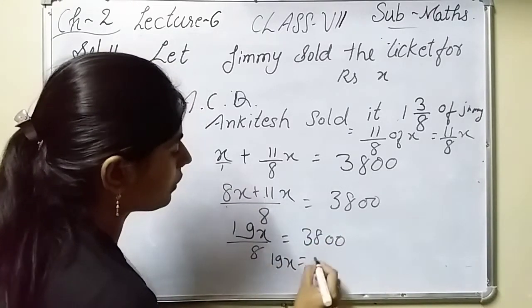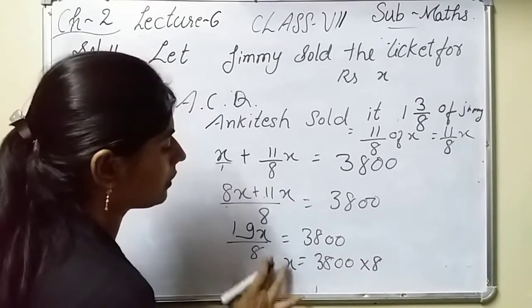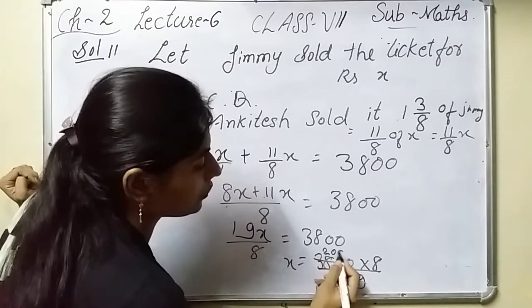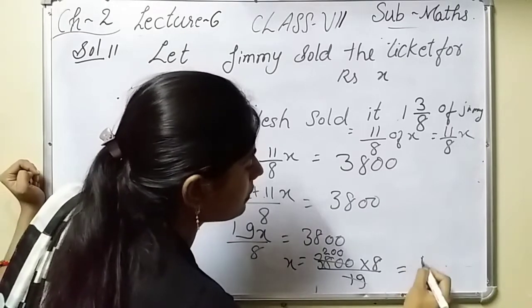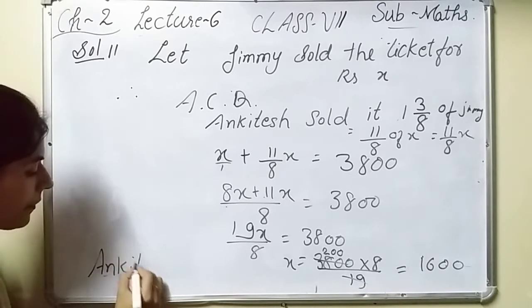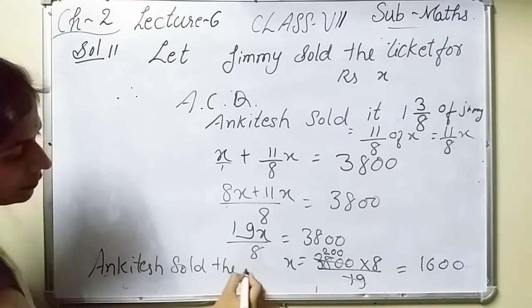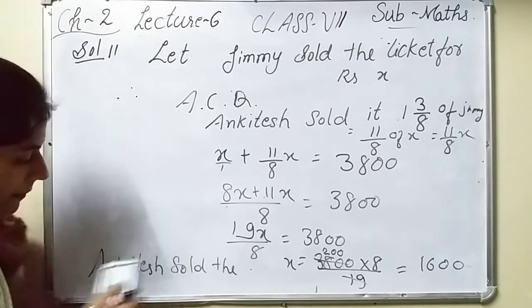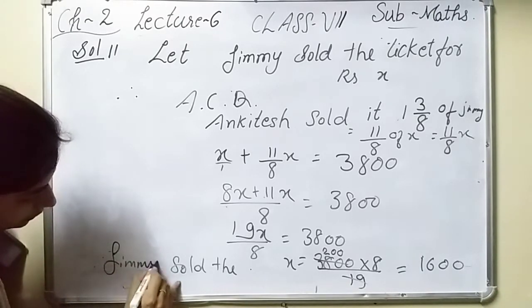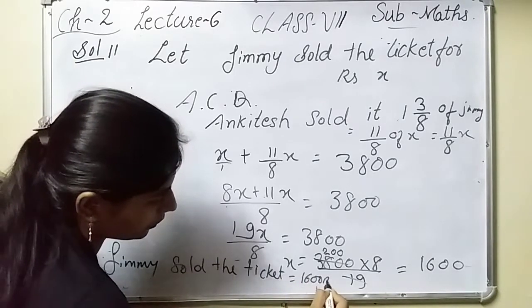19x is equal to 3,800 into 8. Here you can put upon 19. So 19 into 200 is 3,800, and 8 into 200 is 1600. So how many rupees did Ankitesh sell? Sorry, not Ankitesh, it is Jimmy. Jimmy sold the ticket for 1600 rupees.